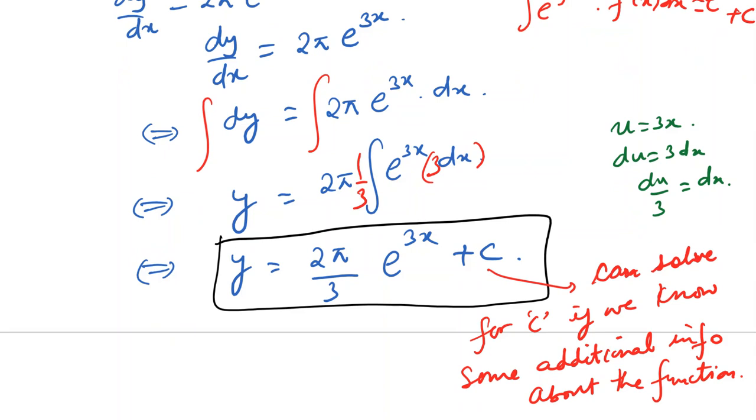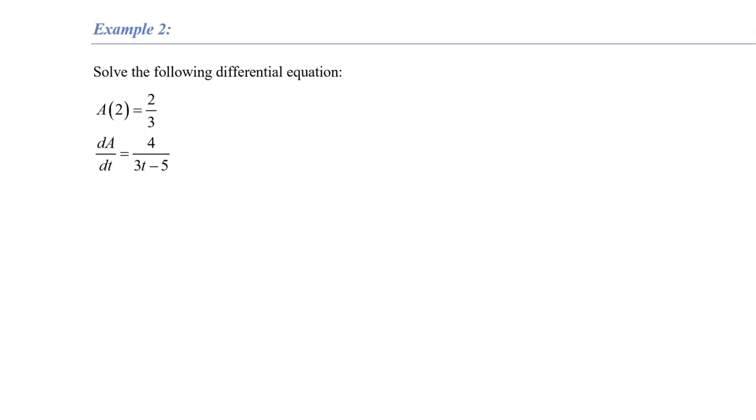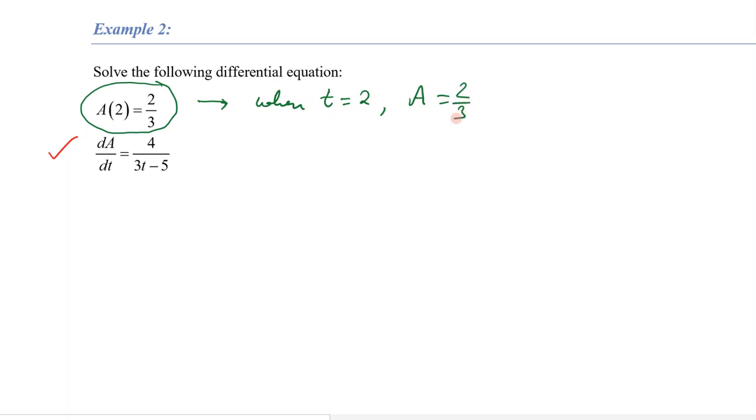All right, so let's try next problem. So we need to solve this differential equation, and also here you will notice that we are given some information about the function A. So it says that when t is 2, the value of A is 2 over 3. So we're going to use this to find c in the end. So let's start with our solution of this equation.